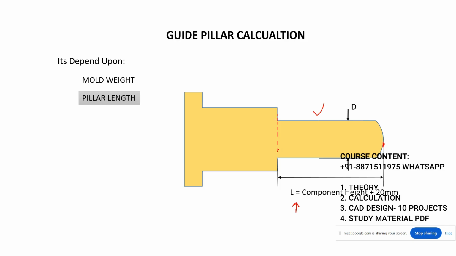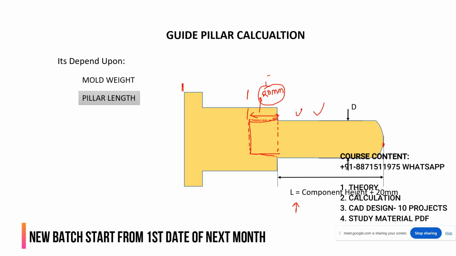Okay, so for fixing this pillar, we have to take some distance, right? For example, I can take around 20 mm for fixing purpose. This is not mandatory, because we have to fix this pillar into the plate. So for fixing purpose, for example, I am taking 20 mm only.